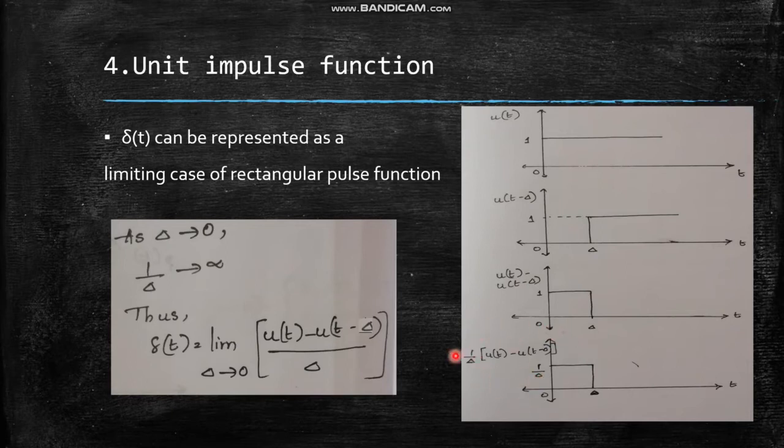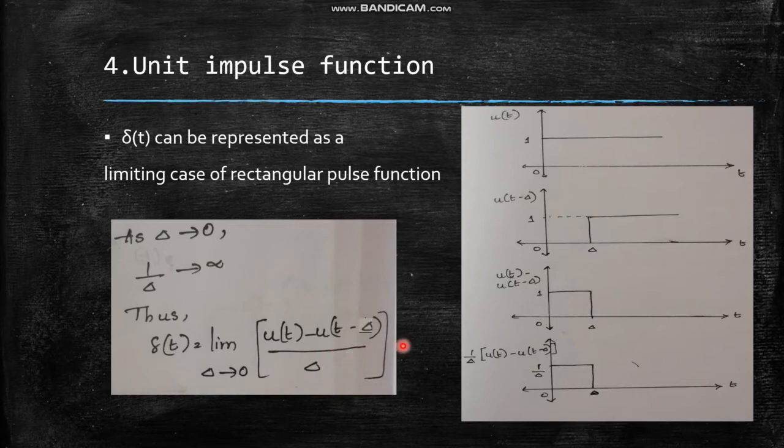By changing the height of the signal, that is by amplitude scaling, we replace this 1 by 1 by delta. Then this signal will be represented as 1 by delta into u of t minus u of t minus delta. From here, as delta tends to 0, 1 by delta will tend to infinity. Thus, delta of t will be equal to the limit as delta tends to 0 of u of t minus u of t minus delta, the whole divided by delta.